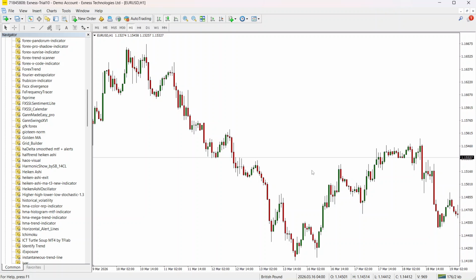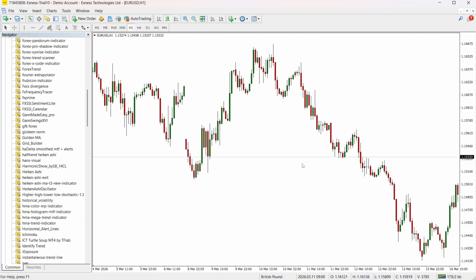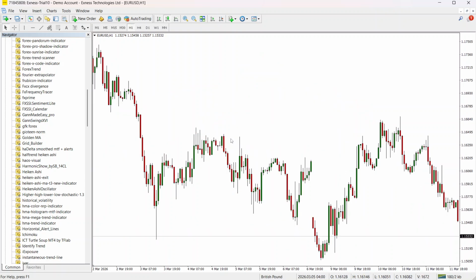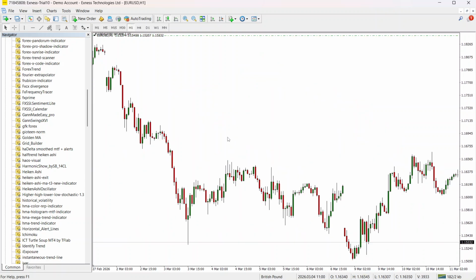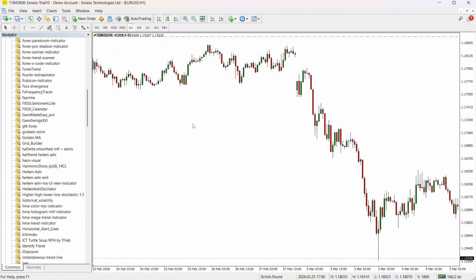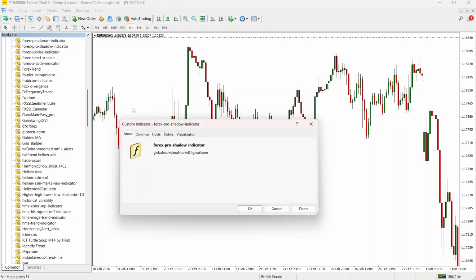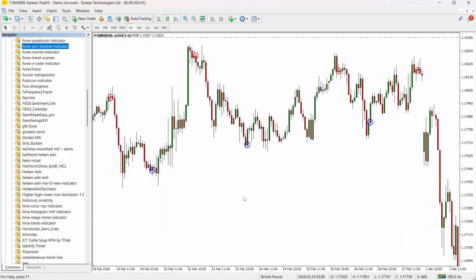Hello traders, in this video we are reviewing the Forex Pro Shadow Indicator for MT4. We'll cover how its unique face symbols and candles appear on the chart, what those visuals imply about swing highs and lows, and the main settings that influence signal speed and appearance. At this point I'll load the indicator on the chart so you can see how it looks in real time.